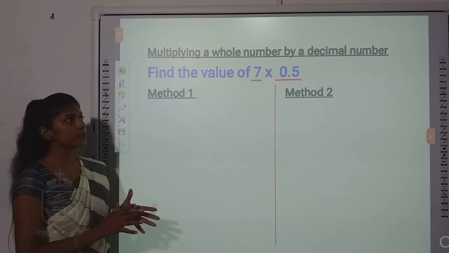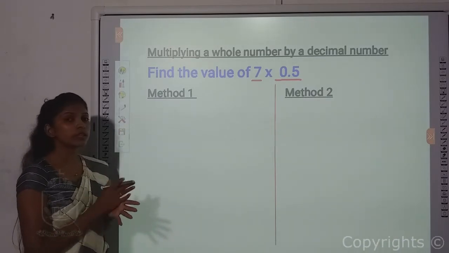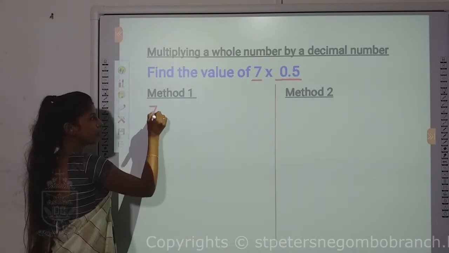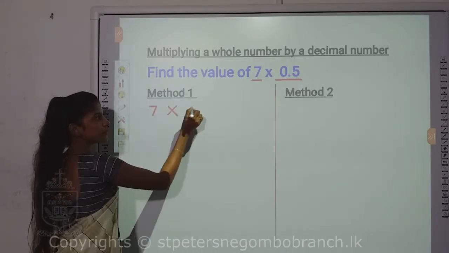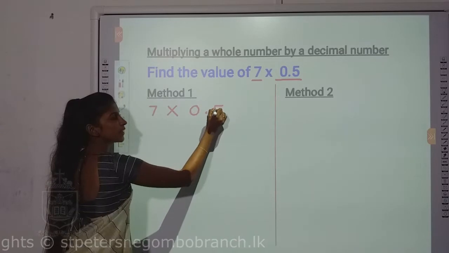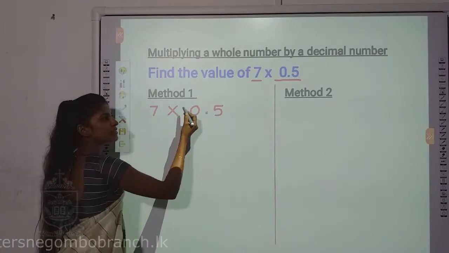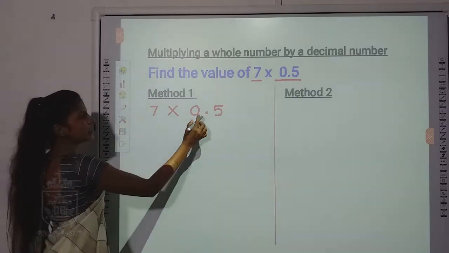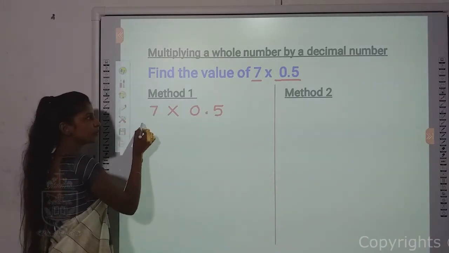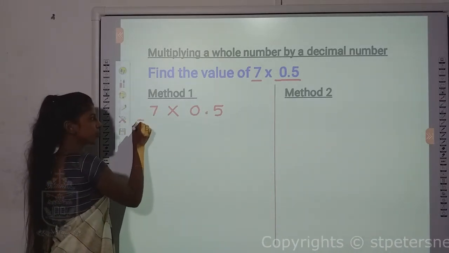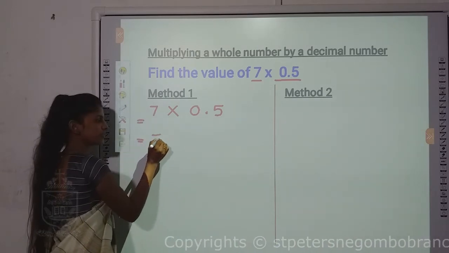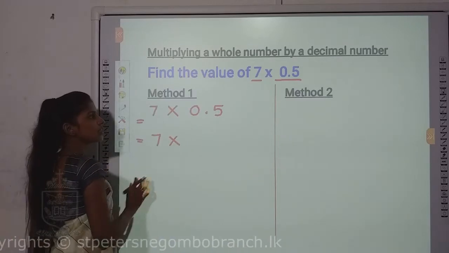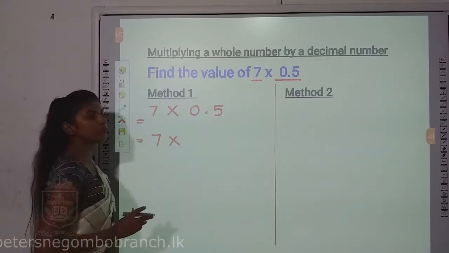In the first method, what you are going to do is convert the decimal number. Now these are the two numbers that you have: 7 multiplied by 0.5. This is the whole number and this is the decimal. In the first method, we are going to convert this decimal into a fraction. We are not going to change 7. What we are going to do is change this decimal number into a fraction.